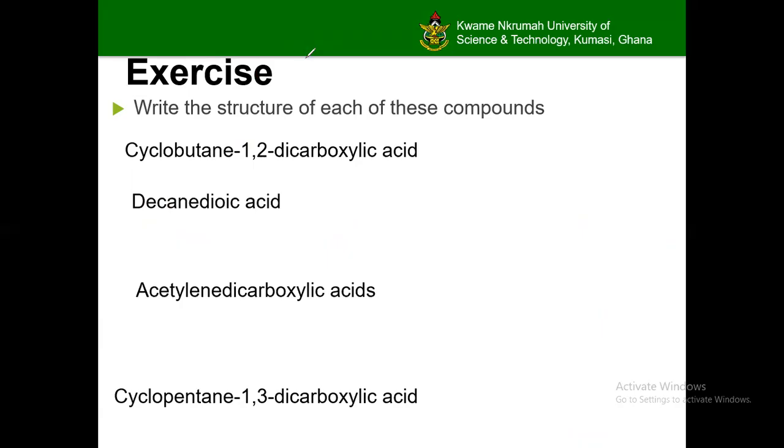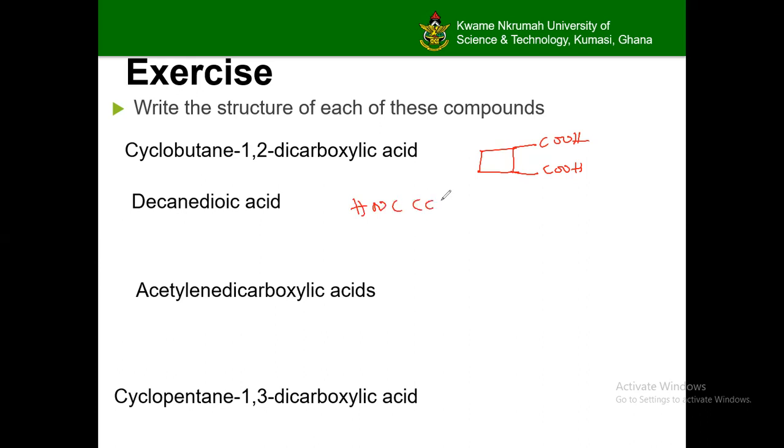Good, so let's see how we go about that one. So the first one, we are asked to draw cyclobutene-1,2-dicarboxylic acid. So cyclobutene is like this, right? 1, 2, so 1,2-dicarboxylic acid, so COOH, COOH, right? It has this 1,2-dicarboxylic acid. Next one, we are supposed to draw decanedioic acid.